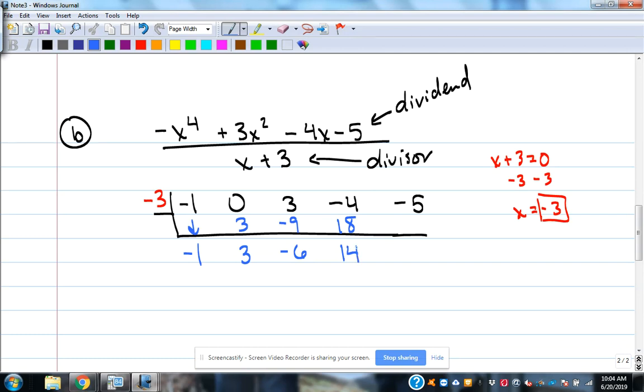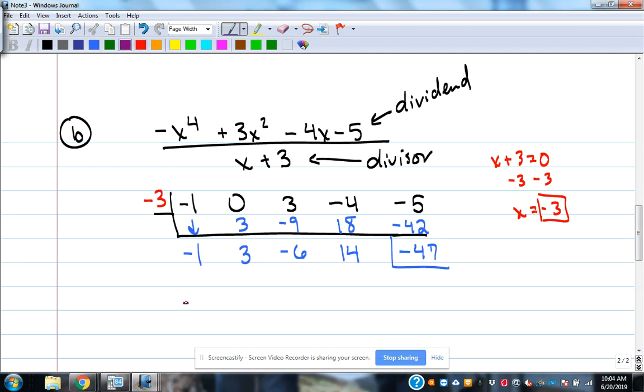14. And we've got to multiply. 14 times -3. -42. And then -42 and -5 added together would be -47. And again, that's our remainder out of that. It's -47. So what do we write as the quotient?